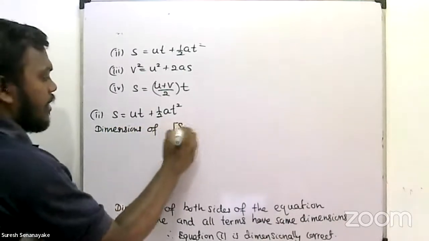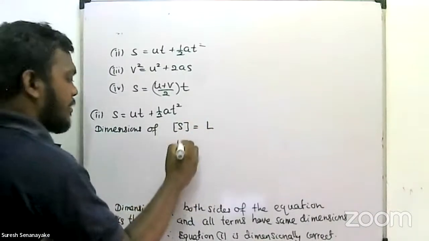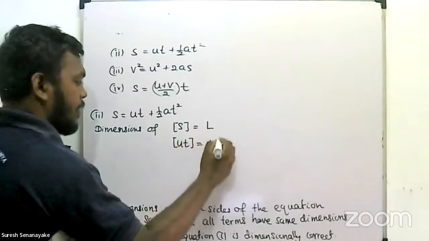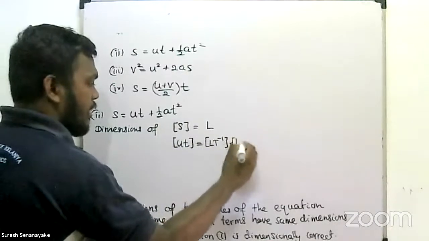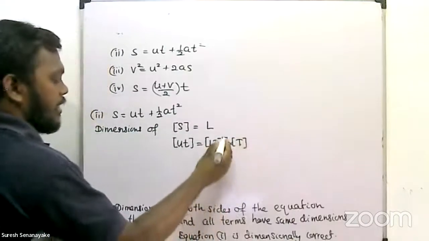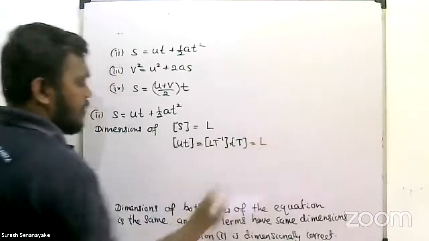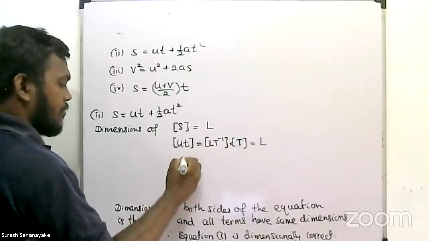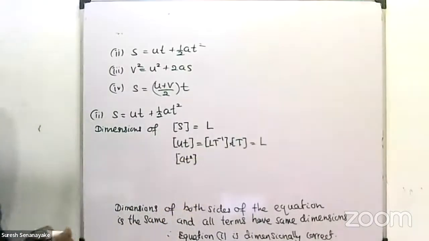Dimensions of s you can write. It's a displacement, so its dimension is L. And then dimensions of u t. So u is the velocity, LT minus 1, and you multiply by t, the time. The T and T minus 1 cancel, so it's the dimension of length. And then the half at square term, that number has no dimensions, so you don't need to consider the numbers.